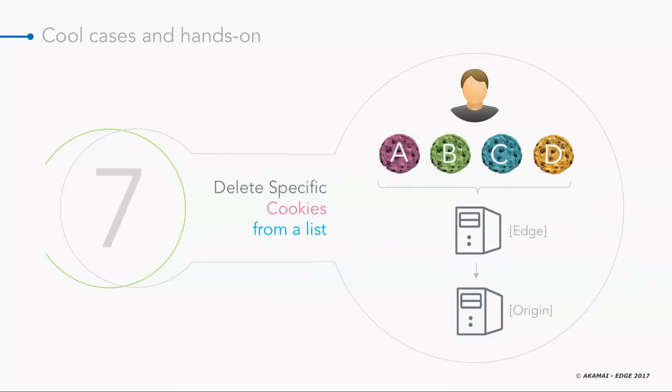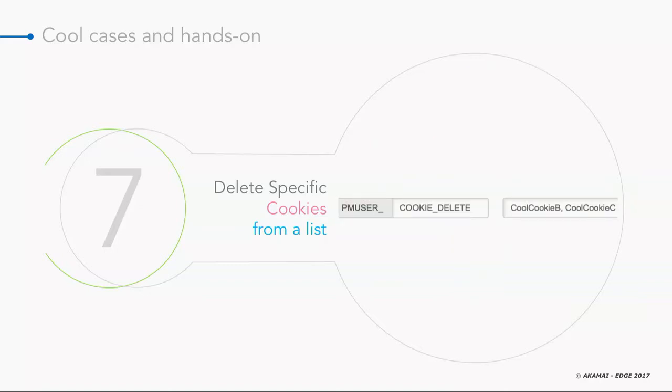The last use case that we are studying here is another really nice and interesting use case. We're going to delete specific cookies coming from a list, and this list is going to be defined in a PM variable. As you can see, we came from the simple scenarios to something more complex, right? So in this case, let's say that the end user is sending 4 cookies, A, B, C, and D. The goal here is to delete one of those, but all those actions are going to be done by the edge servers, the Akamai servers, right? So you'll have a PM variable, which is called cookie delete in this case, and you're going to put a list there separated by a comma. So you're going to say, okay, I want to delete cool cookie B and cool cookie C.